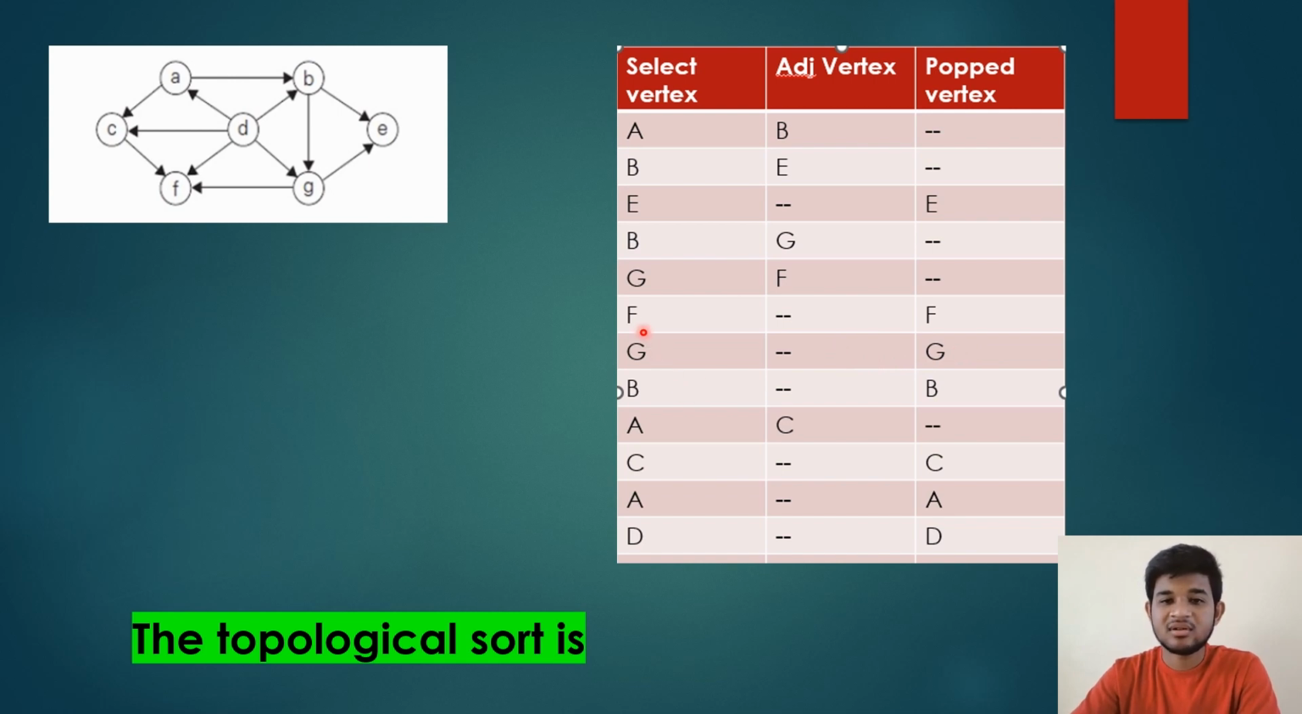Now G is popped out, F is popped out. Next, the remaining is B. Put it in the select vertex table. Now let us find the adjacent vertex for B.